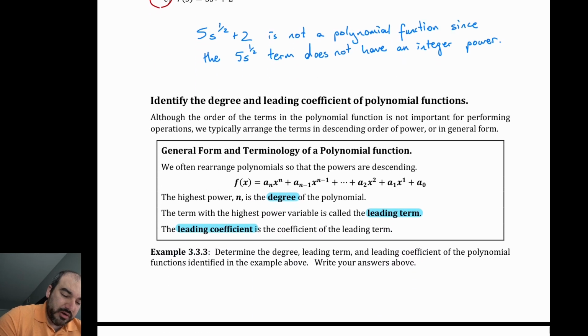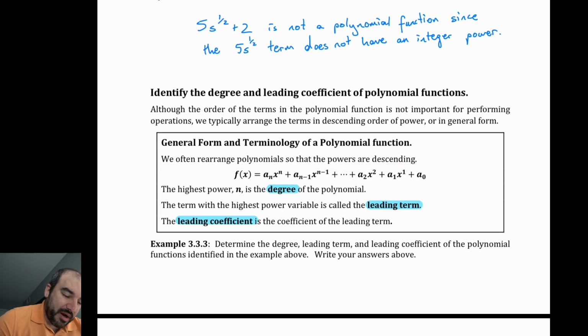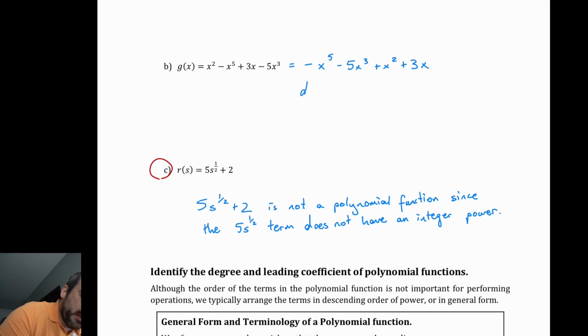Once you have a polynomial in descending power form, then the degree of the polynomial is the highest power n. So in this case, the degree is 5 because the highest exponent that we see is 5. The leading term is the first term in the sequence, so the negative x to the 5th is the leading term.